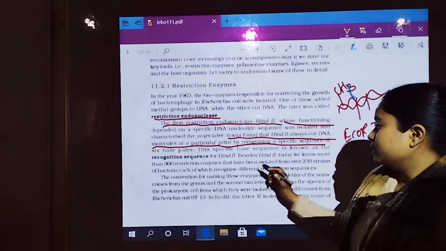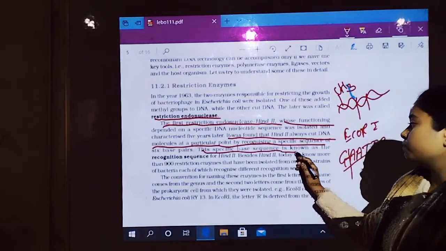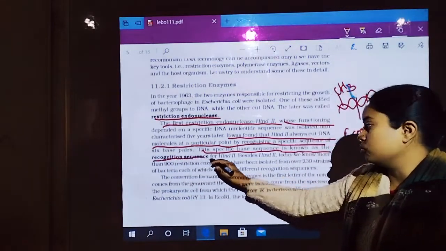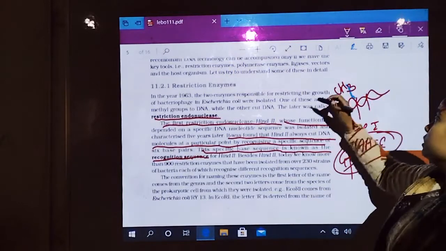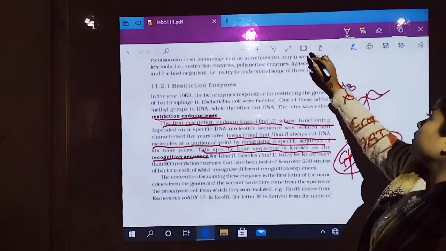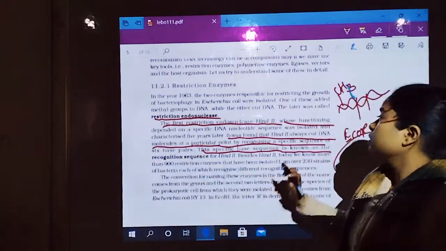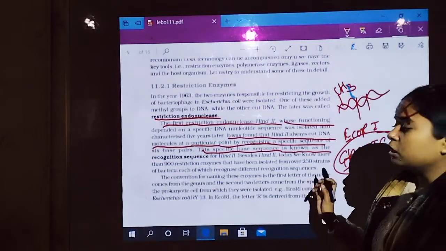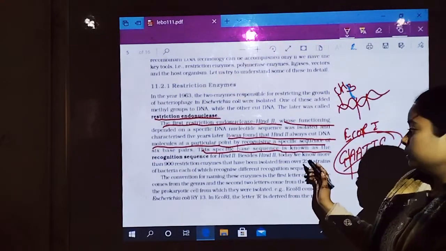Now let us discuss this sequence of bases. This specific base sequence is known as the recognition sequence. As we discussed, GAATTC is an example of a recognition sequence. This sequence is known as the recognition sequence because EcoRI endonuclease recognizes this particular site.